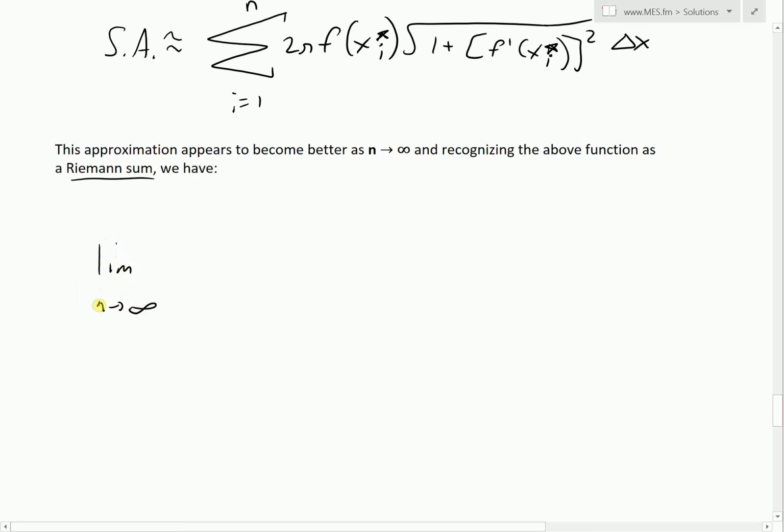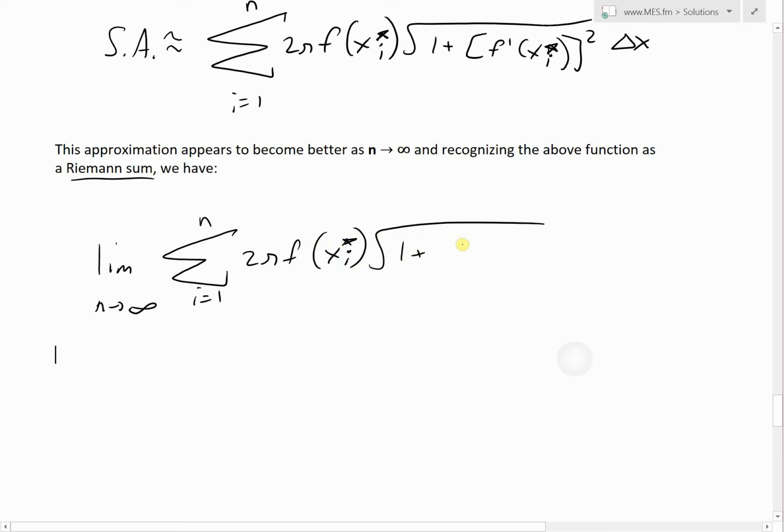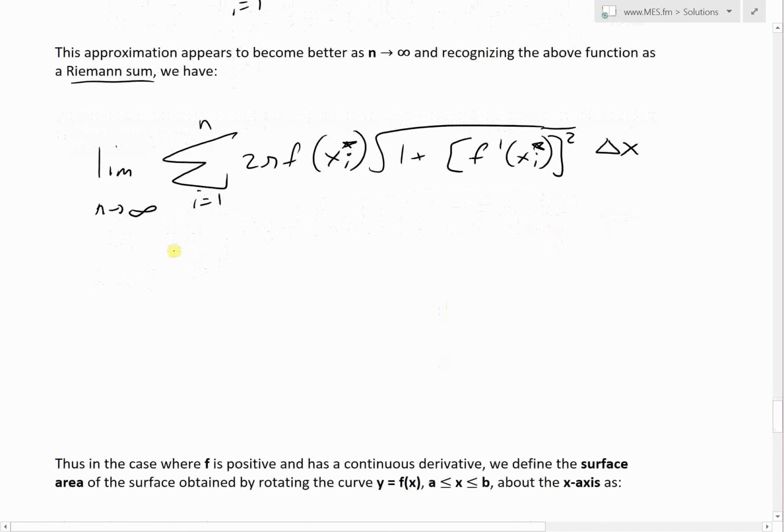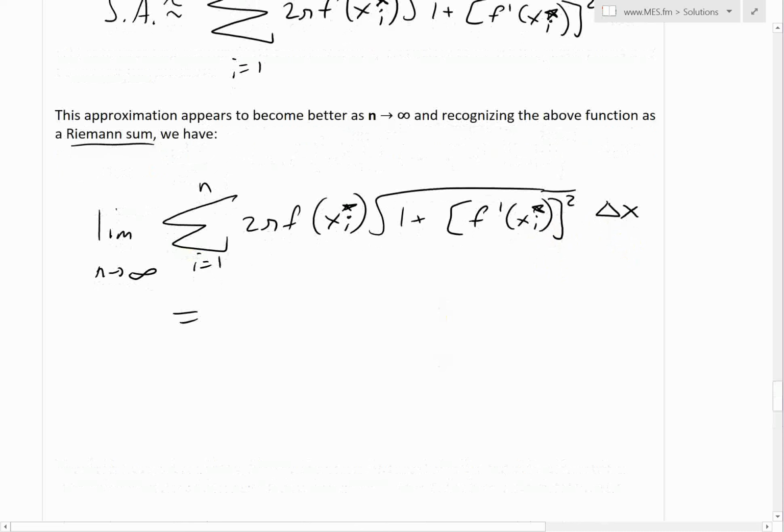So what we have is that the area is going to be equal to, I'll just write this out, the limit as n approaches infinity. So we're going to have infinitely many, infinitely small subintervals. So the limit as n goes to infinity of the sum from i equals 1 up to n of 2 pi xi star, times square root of 1 plus the derivative at xi star squared, times delta x.